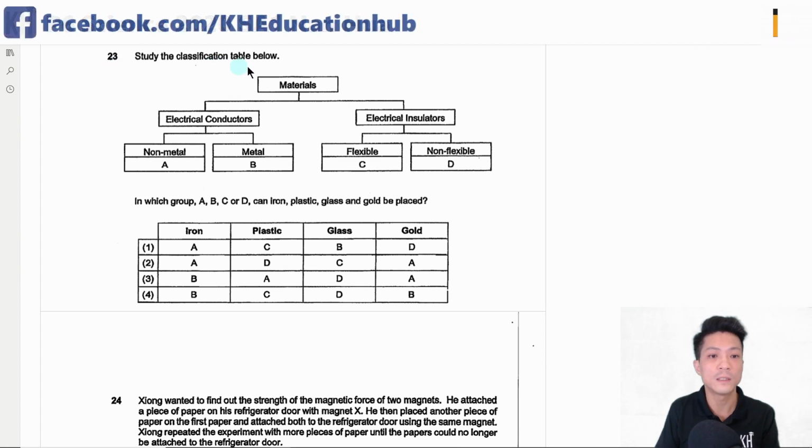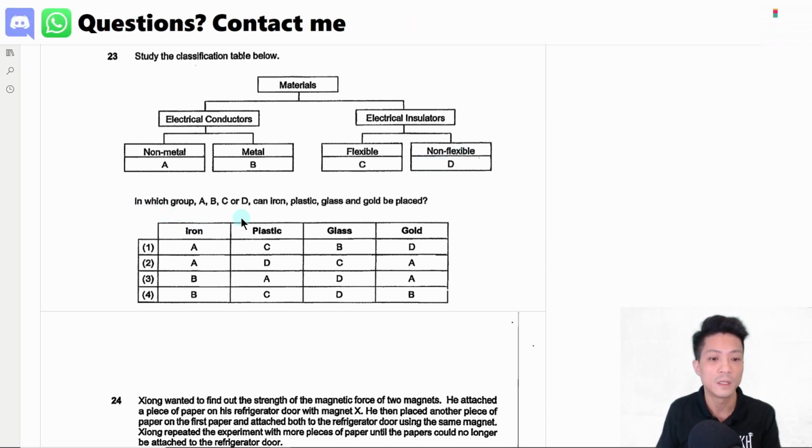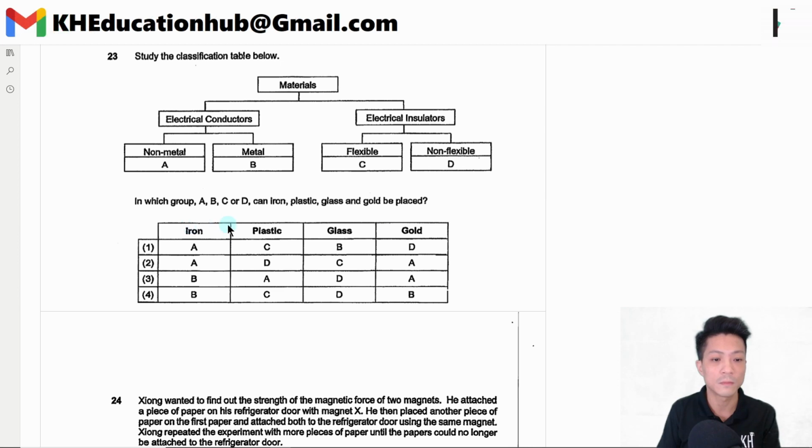Question 23, study the classification table below. So materials are classified into electrical conductors and electrical insulators. Okay, electrical conductors are separated into non-metal and metal. Electrical insulators are separated into flexible and non-flexible. In which group A, B, C, or D can iron, plastic, glass, and gold be placed? So iron, okay, it's definitely a metal, so we're going to cross out A.